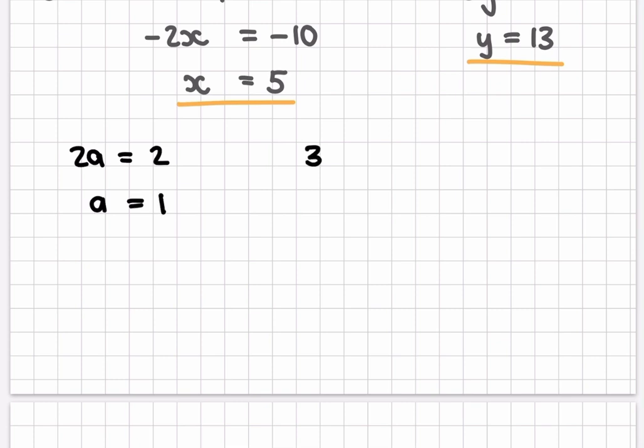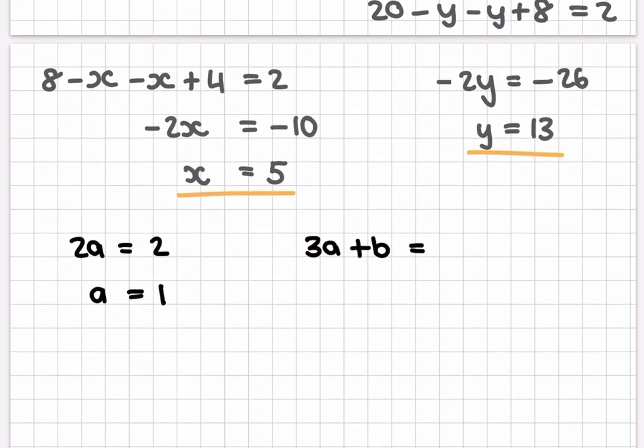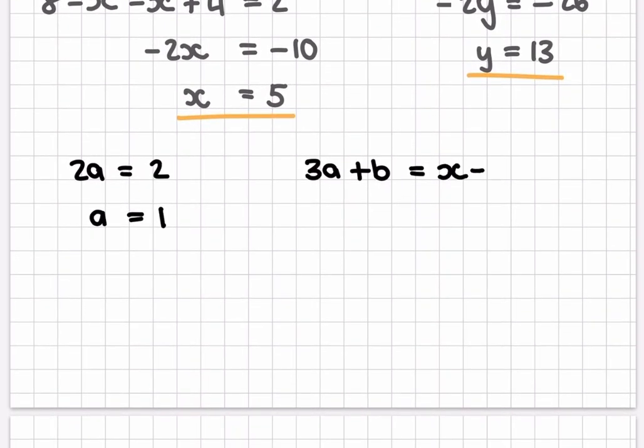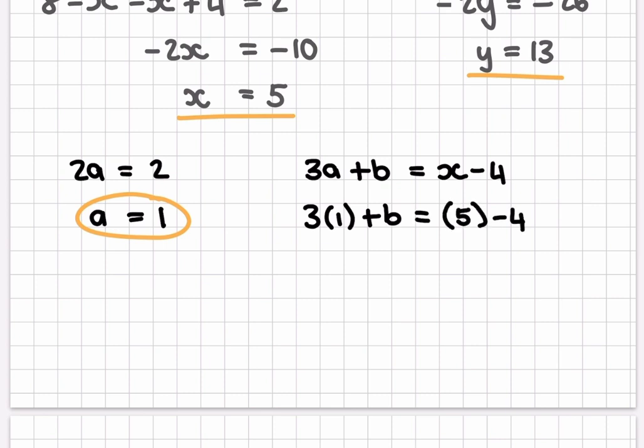We also said that 3a plus b is equal to x minus 4. Now, we've solved for x, and we've also solved for a. So we can solve for b. 3 times 1 plus b is equal to, substitute x in, which was 5 minus 4. We end up with 3 plus b is equal to 1. Subtract 3 on both sides, b is equal to negative 2.